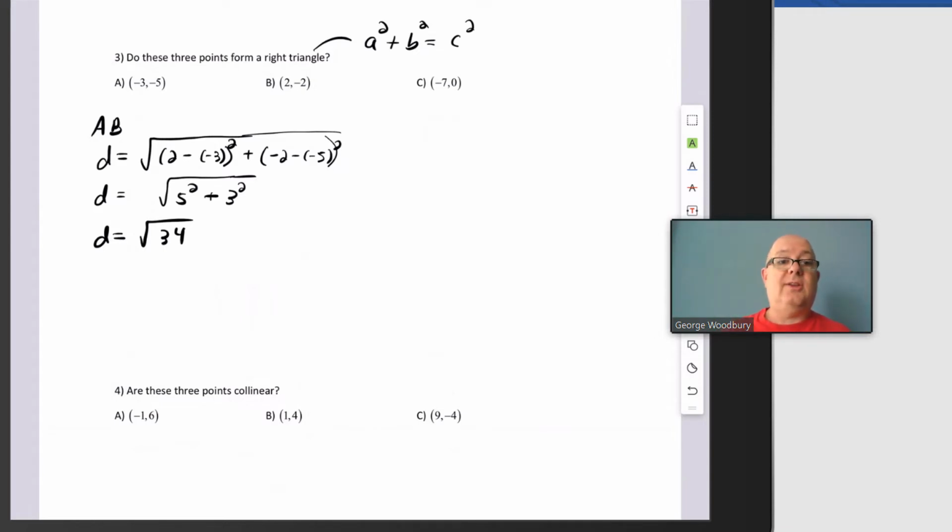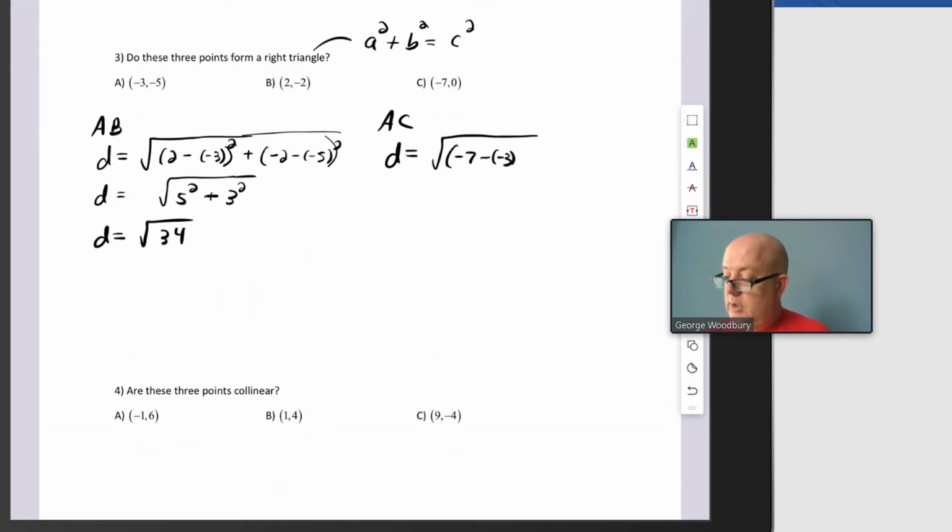Next, let's do A to C. Now we're working with -3, -5, and -7, 0. So it's the same as the formula we just used, but the x2 and y2 are going to change out to this new point. D equals the square root of x2, -7, minus -3, and that's going to be squared, plus, do the same thing with the y coordinates. Now I've got 0 minus -5.